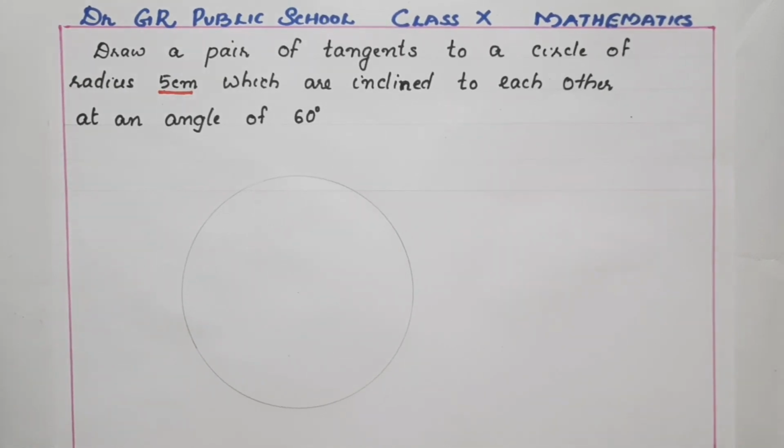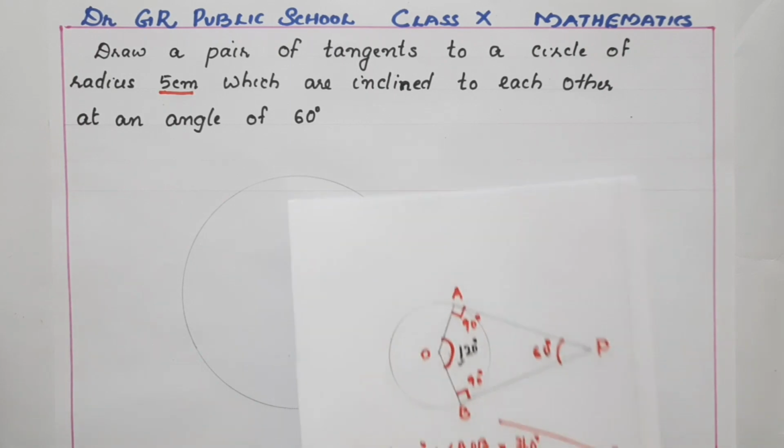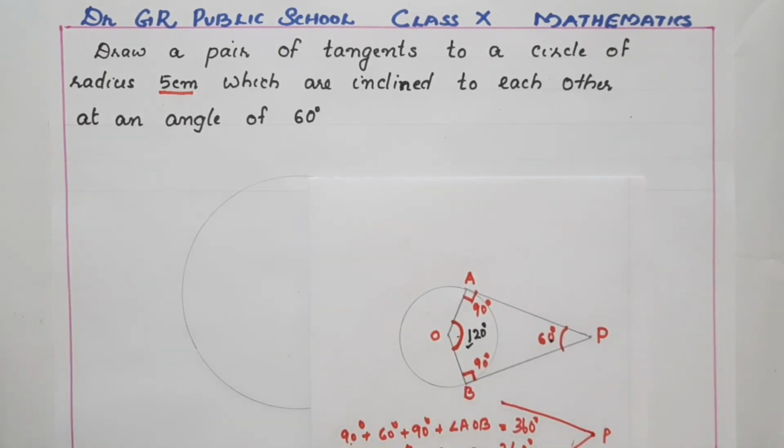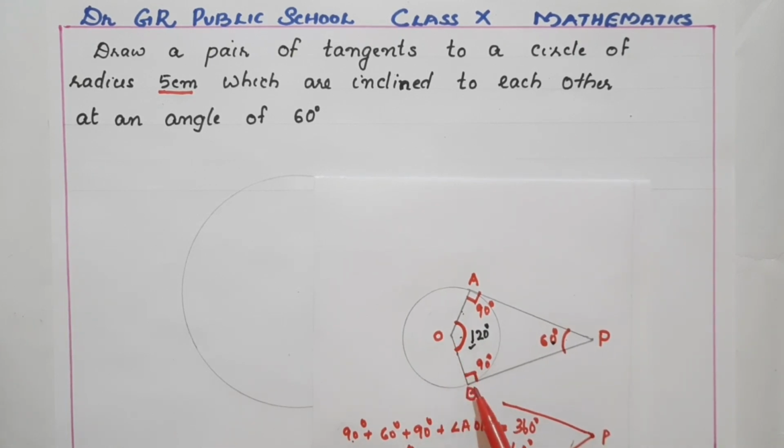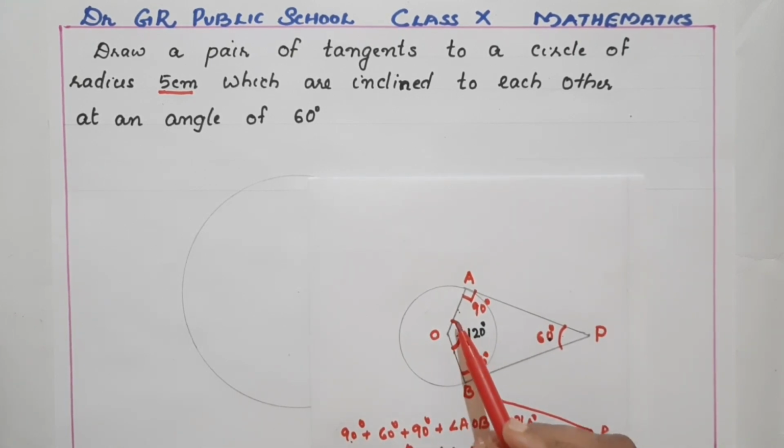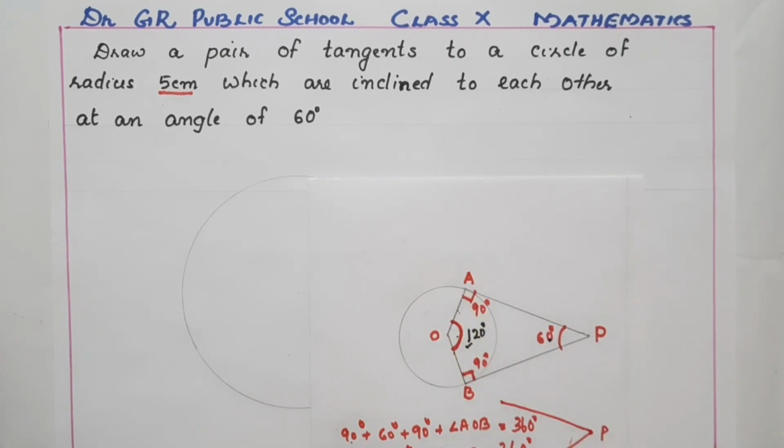Okay children, now we can start the construction of tangents. For that we need two radii, OB and OA, but the angle between these two radii should be 120 degrees. So we are using that. First we will draw one radius, then we will take 120 degrees to get the second radius.